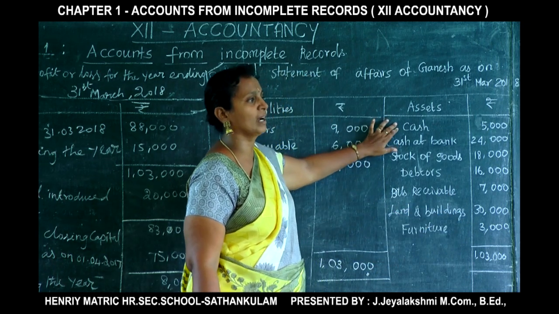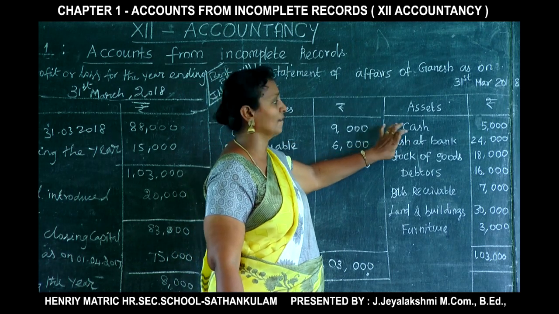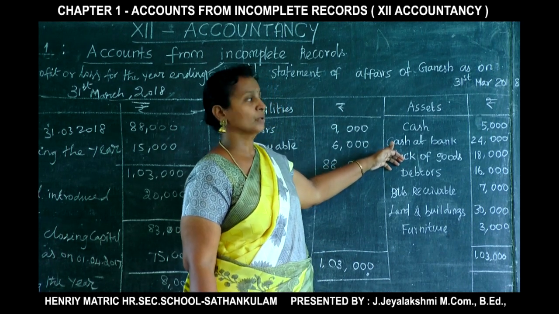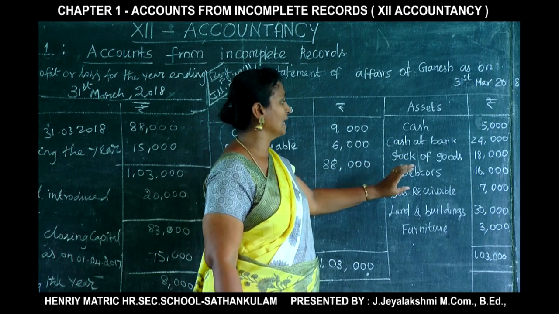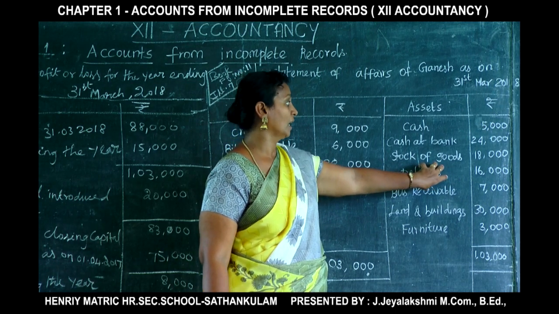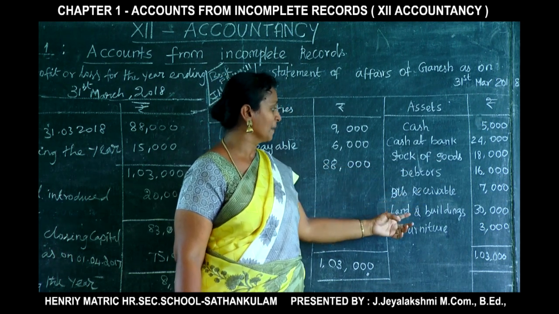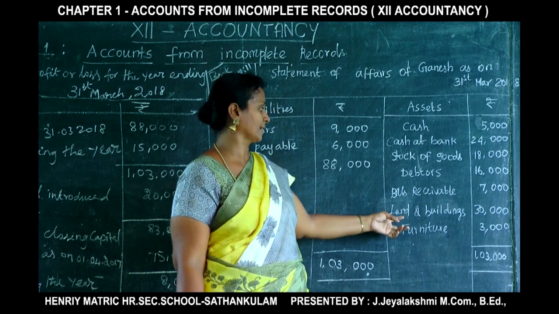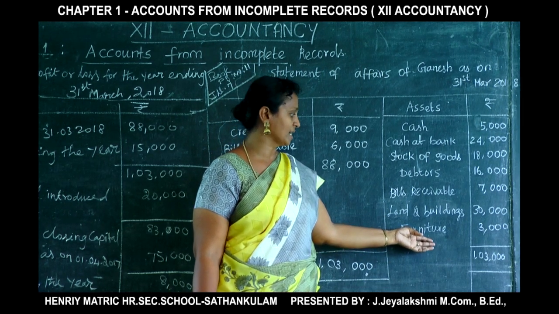Here, see, cash is a source of assets, so we write it in the assets. Cash and bank also are our sources. Stock of goods will be sold in future, so by this we can get profit, so it is an asset. Debtors, we have the amount here and it will be used further. Bills receivable are amounts we will receive from other persons. Land and building is a source of business assets. Furniture is used for the business concern.